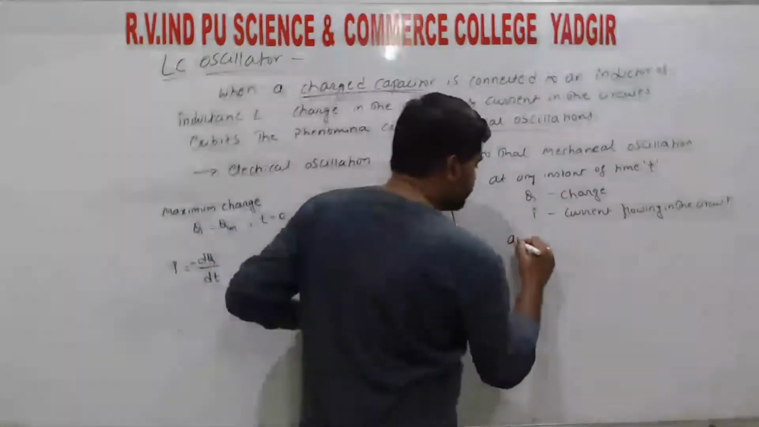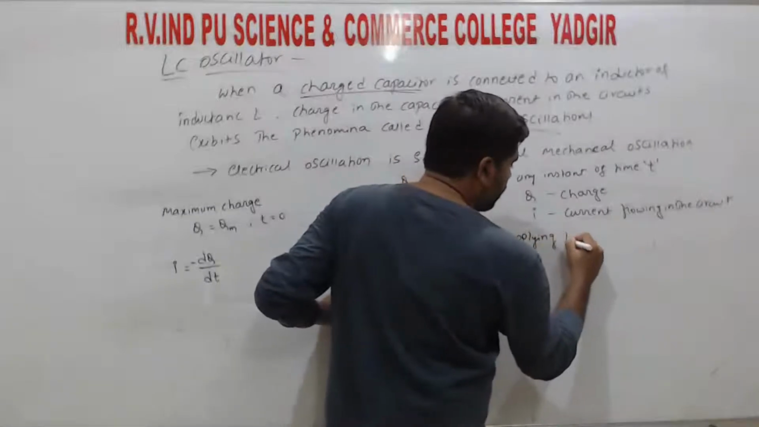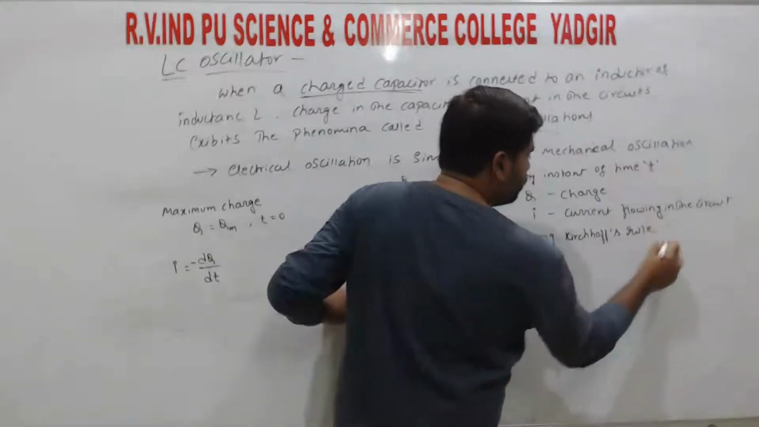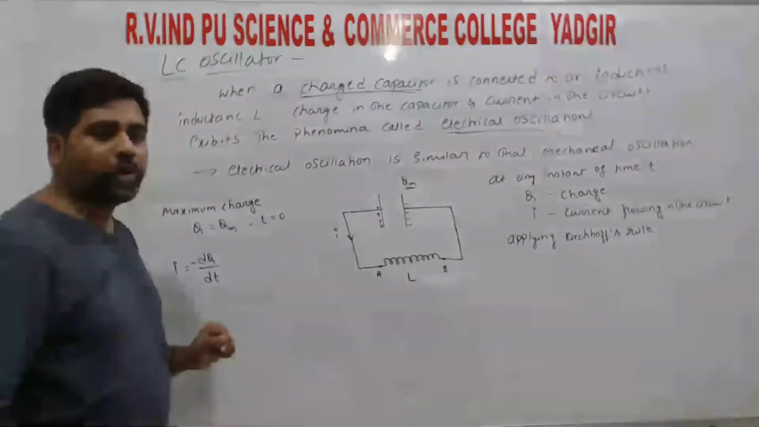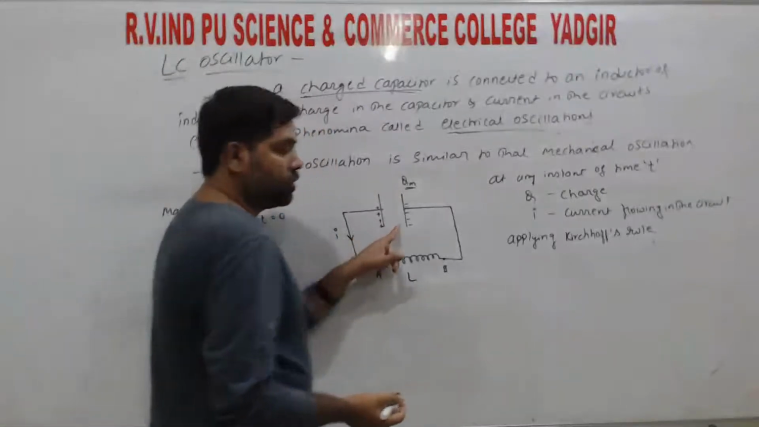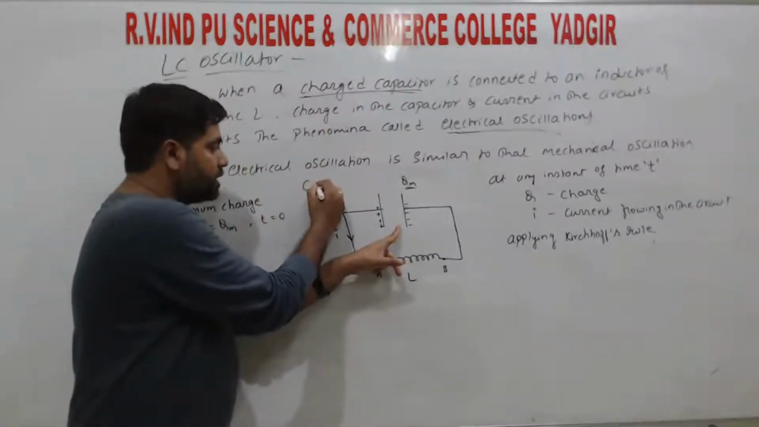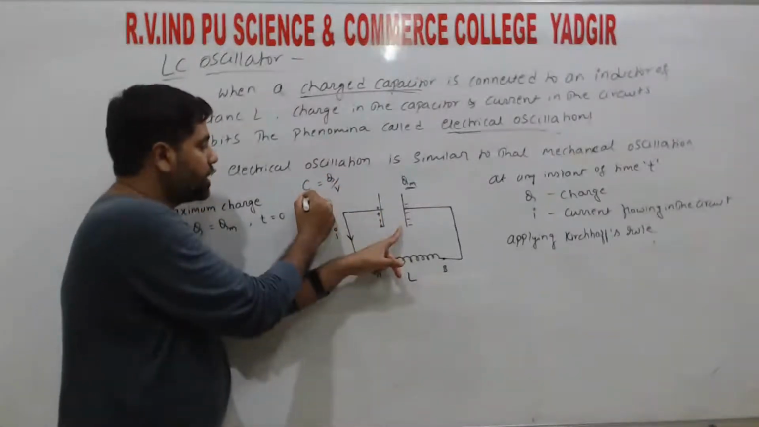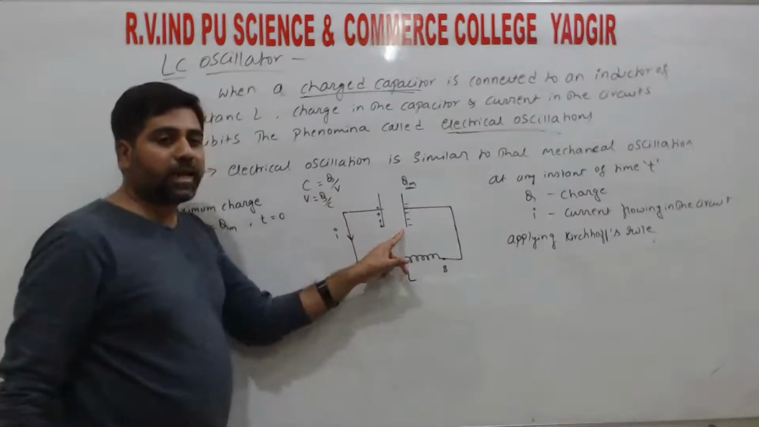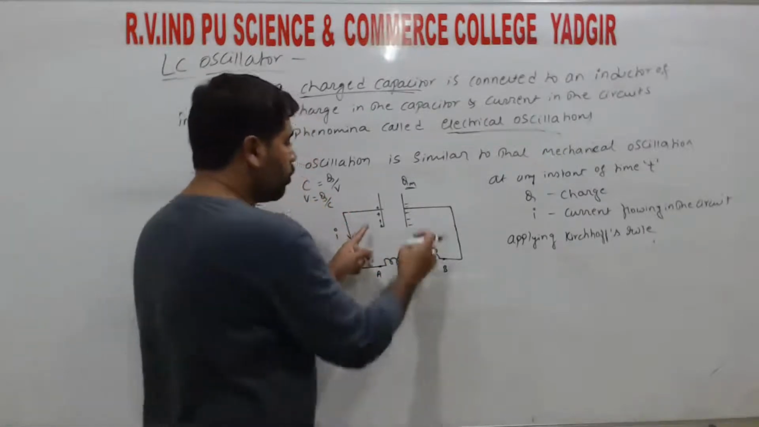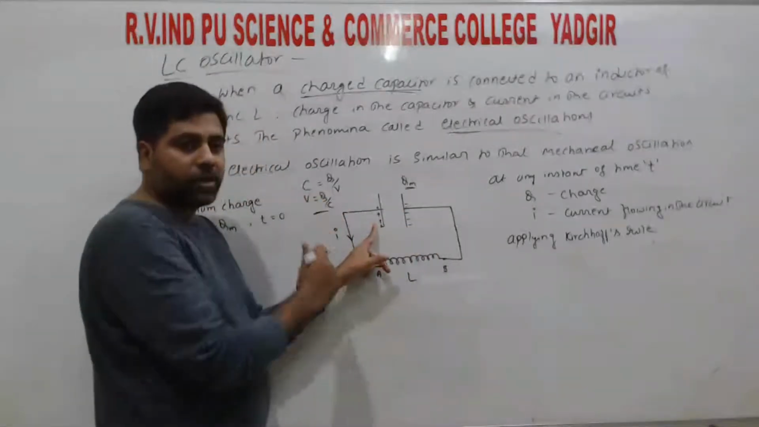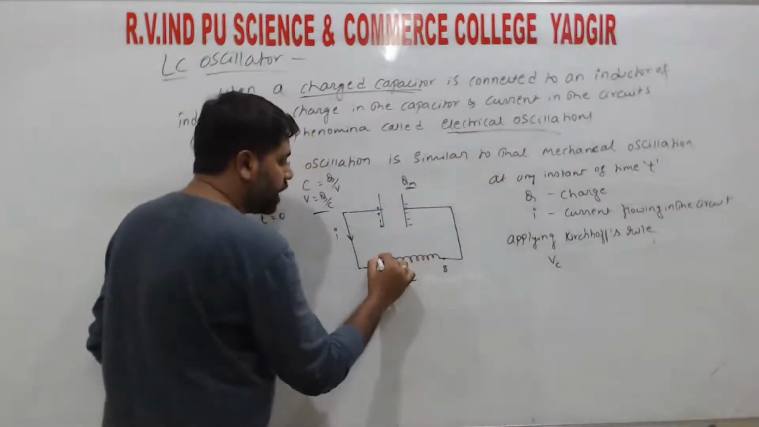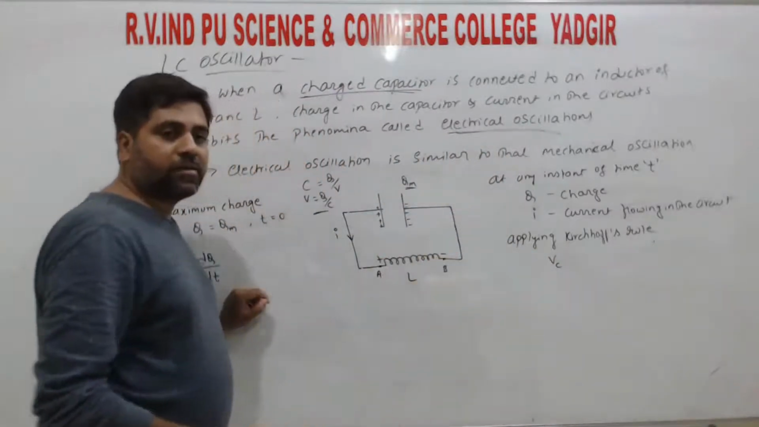So applying Kirchhoff's rule to this circuit. This is a capacitor having some capacitance C, and we define that as Q divided by V. So the voltage across this capacitor, V equals Q divided by C at any particular instant of time, right? So the voltage across this capacitor we can take as Q by C. Here it is the positive terminal and here it is the negative terminal.